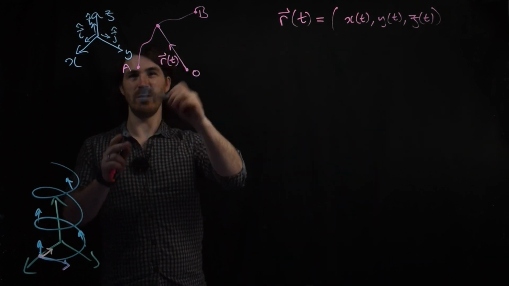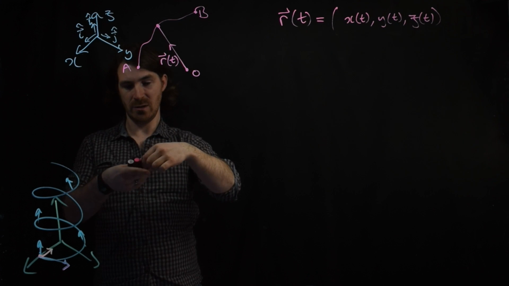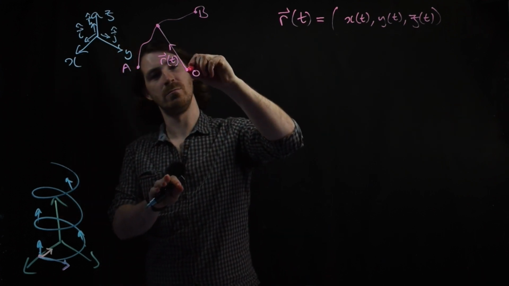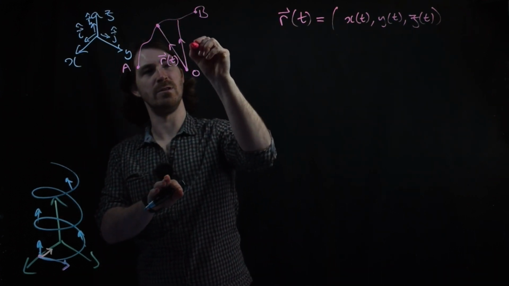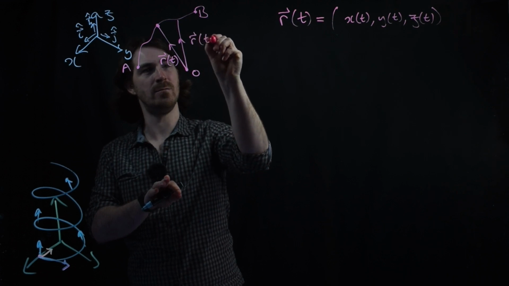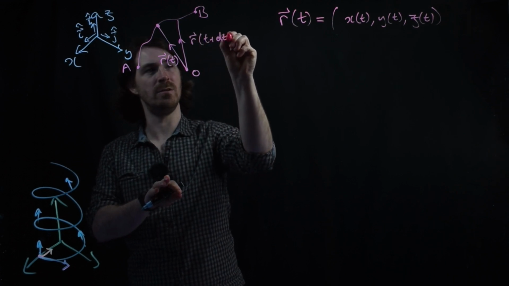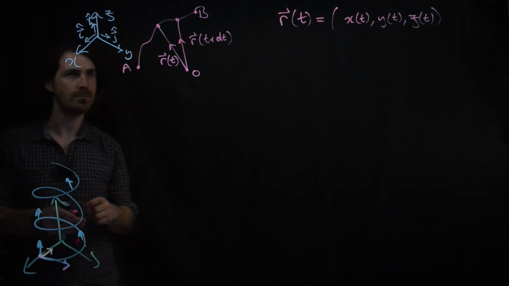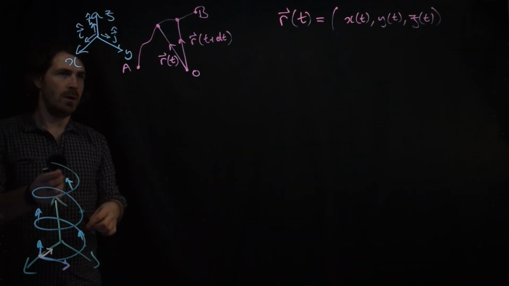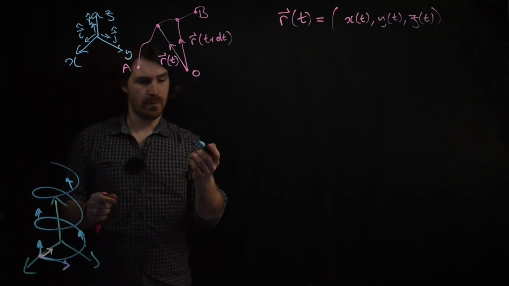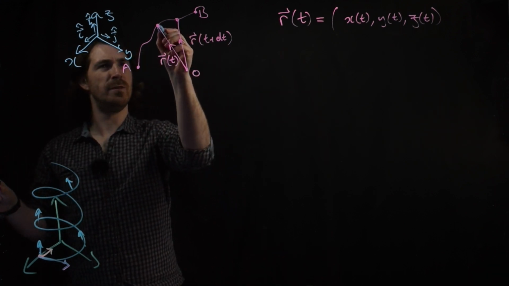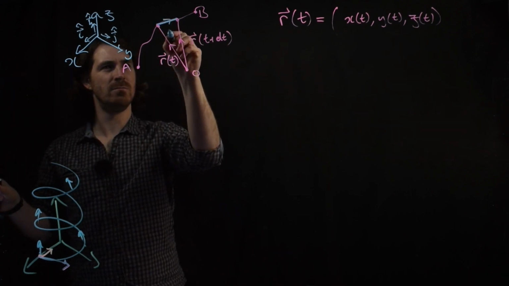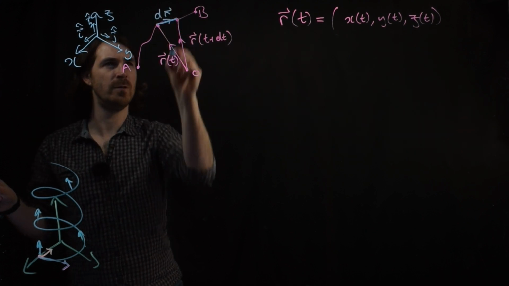And T is some parameter that changes, and as it changes, the point moves. So this is now R at T plus some infinitesimal dt. So we've moved along the curve. We thought about what this difference was, this change in R, we called it dr.